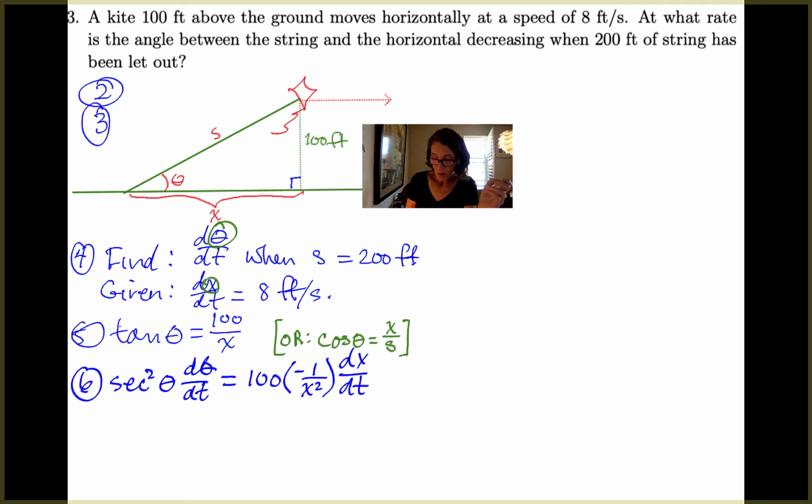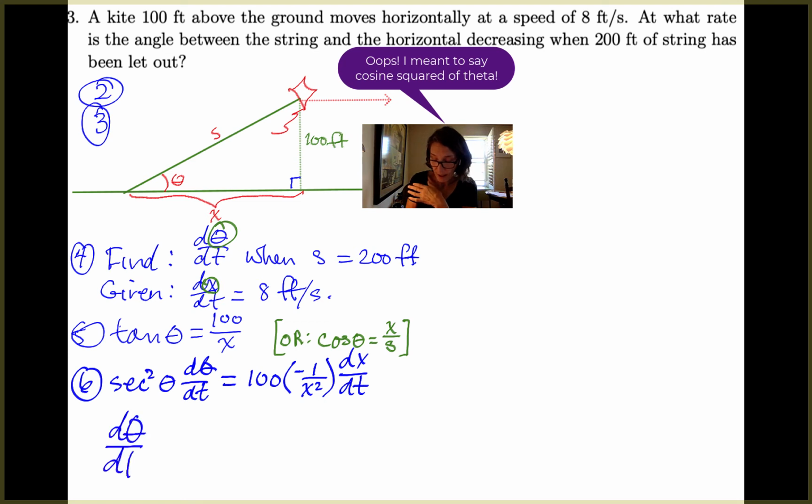So now, before we move on to step 7, I decided to solve this equation because we're looking for d theta dt. So I want d theta dt by itself on the left and then everything else on the right. If I divide both sides by secant squared theta, that's the same as multiplying both sides by cosine squared theta. When I do that, I get d theta dt is equal to negative 100 times cosine squared theta over x squared times dx dt. So dividing by secant squared is the same as multiplying by cosine squared.